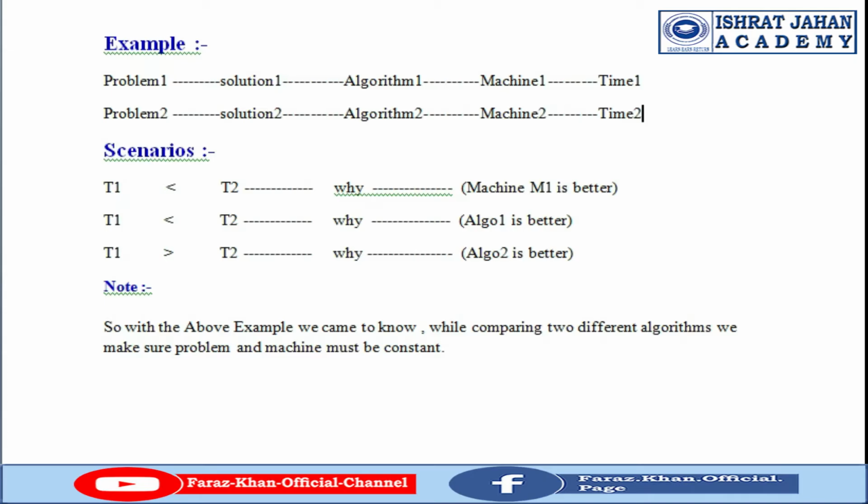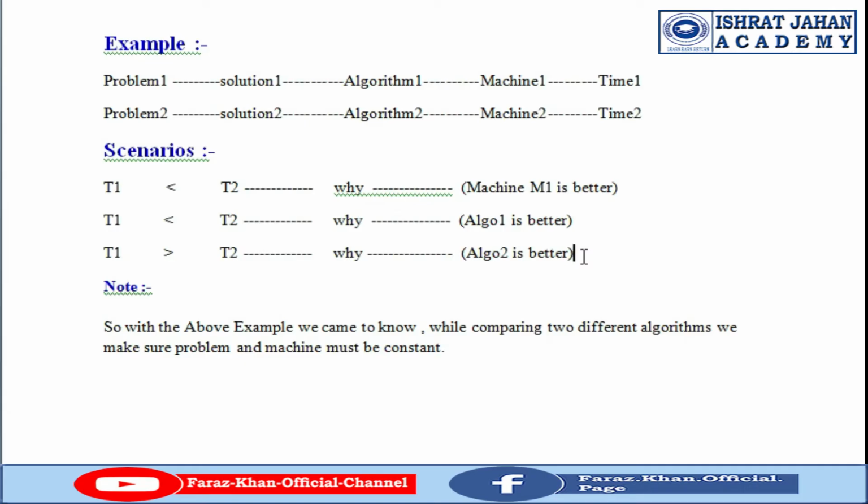So here we have two different examples. Now T1 is less than T2. Why? It might be possible T1 will have less time than T2. Why? Because machine M1 is better. T1 could be less than T2. Why? Because algo 1 is better. And T1 could be greater than T2. Why? Because algo 2 is better.